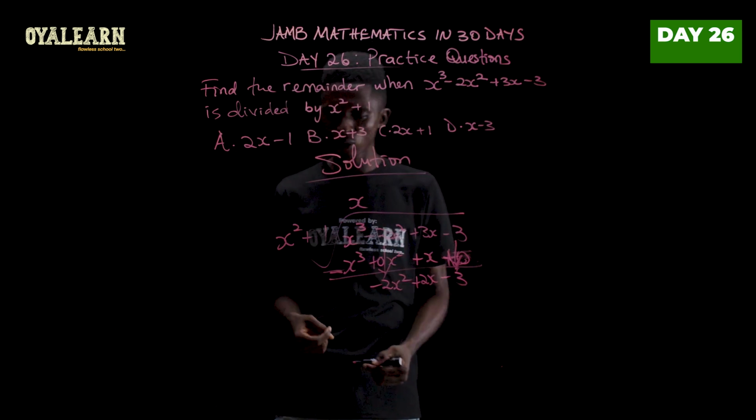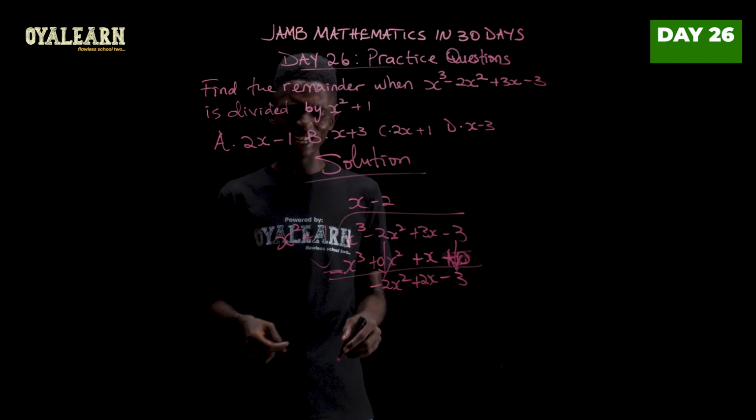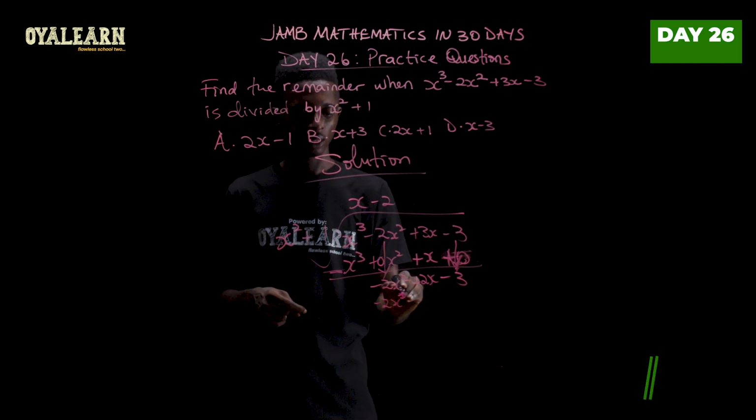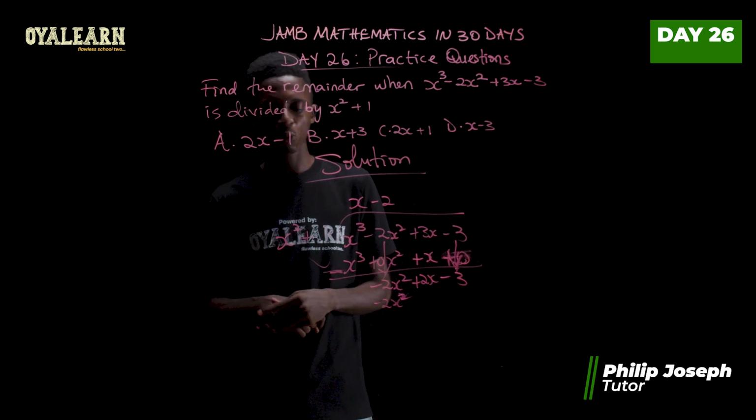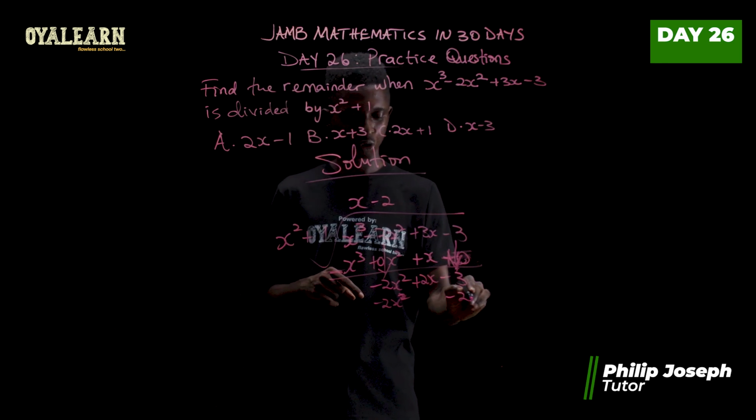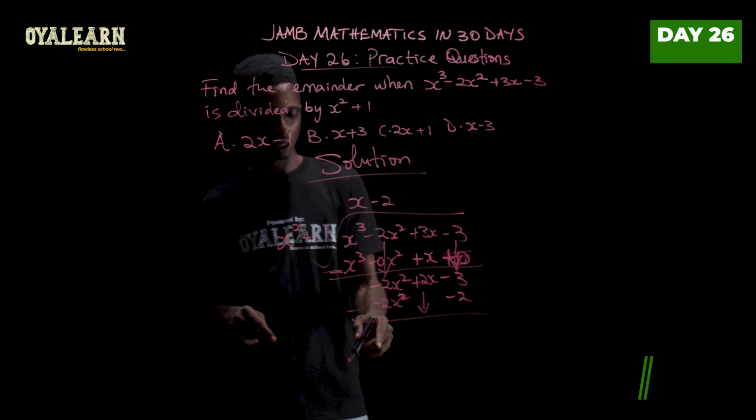Now, what can go again? Minus 2 can go. So minus 2 times x squared will give us minus 2x squared, right? And then minus 2 times plus 1 will give us minus 2. We can't put that here, so we'll put it here, minus 2. It means this one will have to come down as it is. So subtracting, this will give you 0.